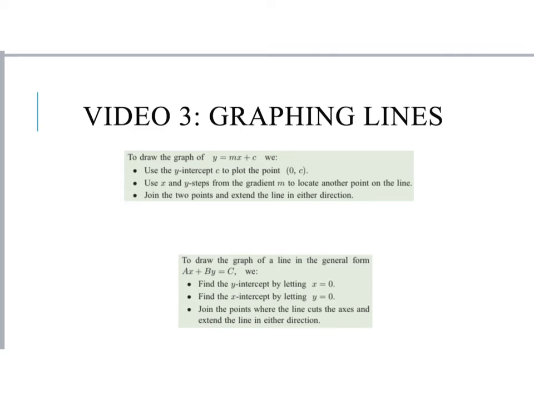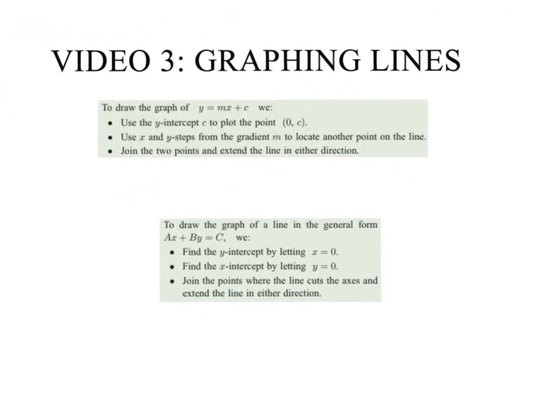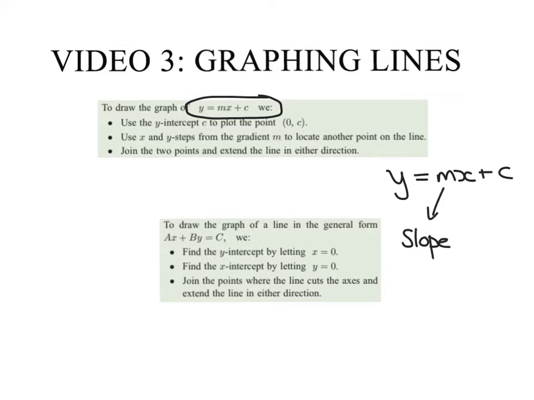So now that we've talked about the different forms of lines and we've talked about how we can find a point on the line, let's talk about how we graph lines. If we're ever going to draw a graph, such as a graph of y equals mx plus c, we have a lot of information given to us in that equation. Remember, with y equals mx plus c, we are given the slope and we're given the y-intercept already. So if we're just going to graph this, then we just need to use the y-intercept to plot the point.